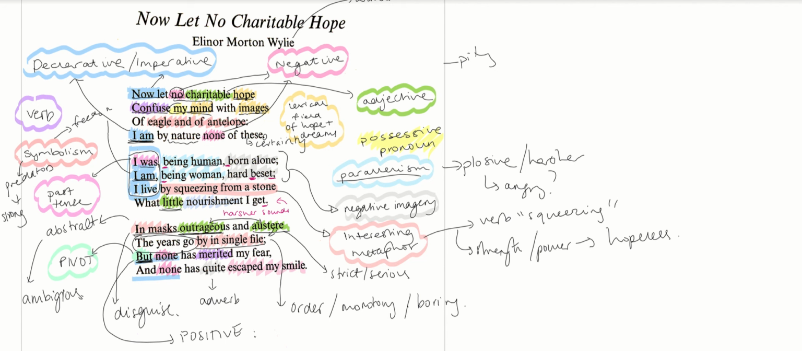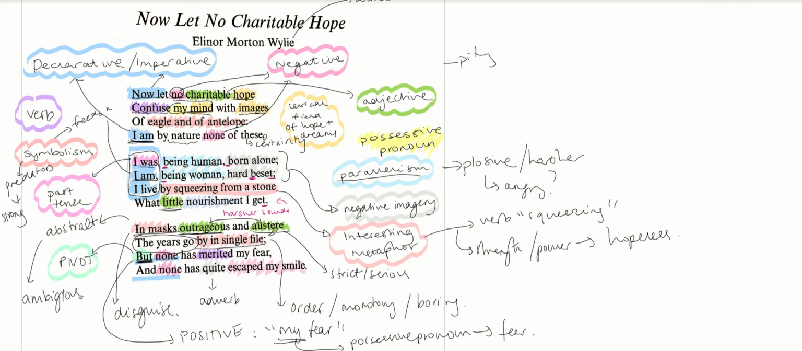And even though the years have gone by in single file, they have not justified, they have not merited her fear. And again, we're not quite clear what her fear is here. And again, we have that possessive pronoun, which perhaps matches the previous use of "my," and shows that she's still in control of her mind and her fear.